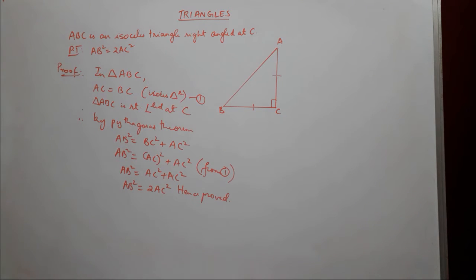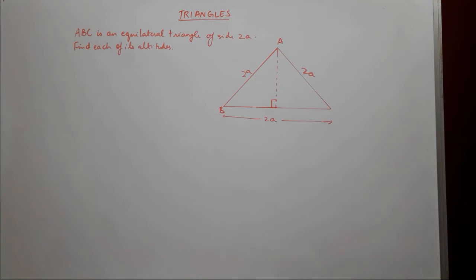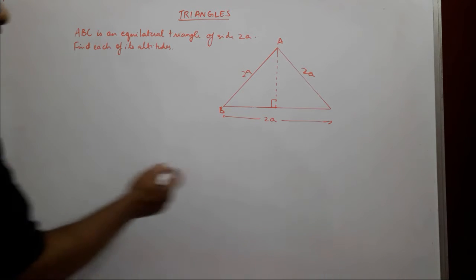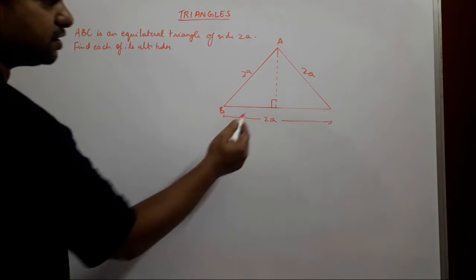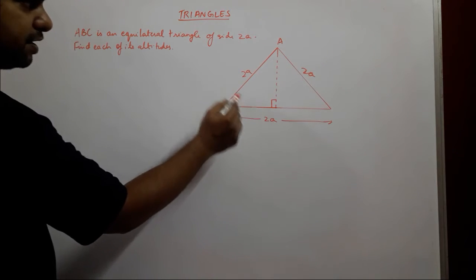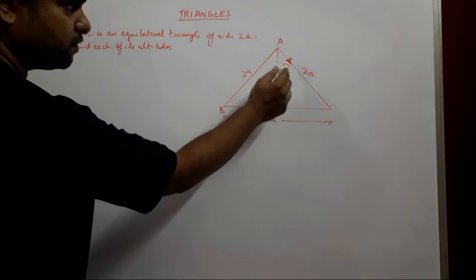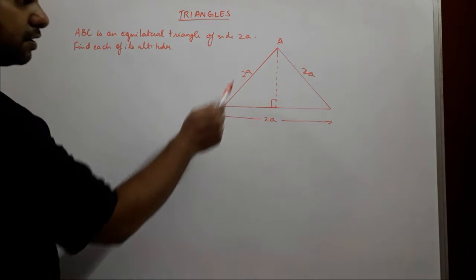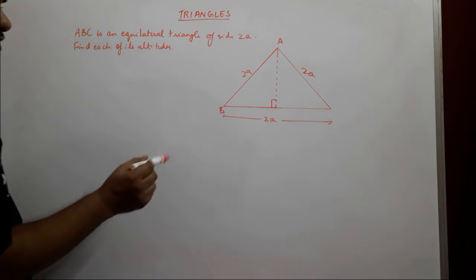Okay, that was easy. Let's take another one. Our next problem says ABC is an equilateral triangle of side 2A each. Find its altitude. So over here, this is an equilateral triangle. Equilateral triangle means that all three sides of a triangle are equal and all three angles of the triangle are also equal to each other.